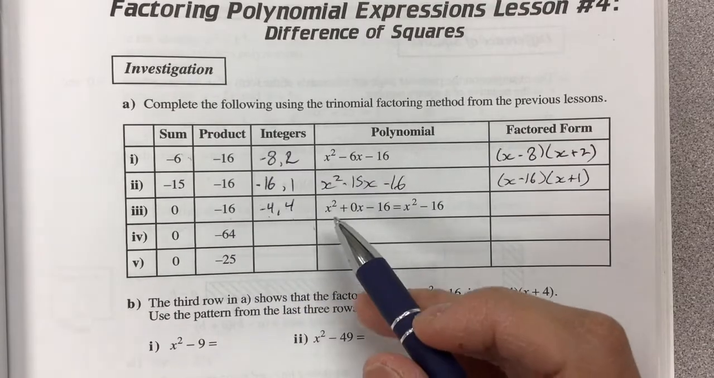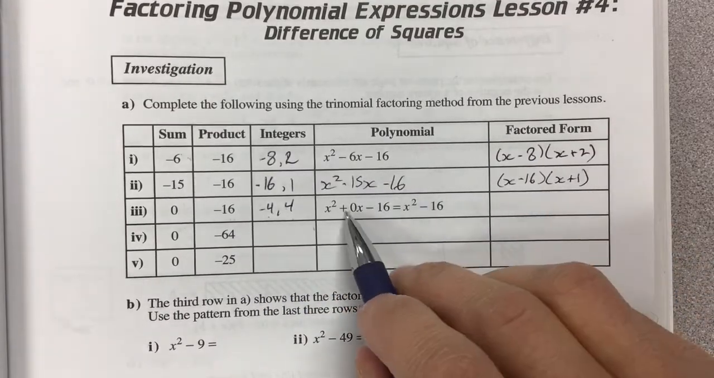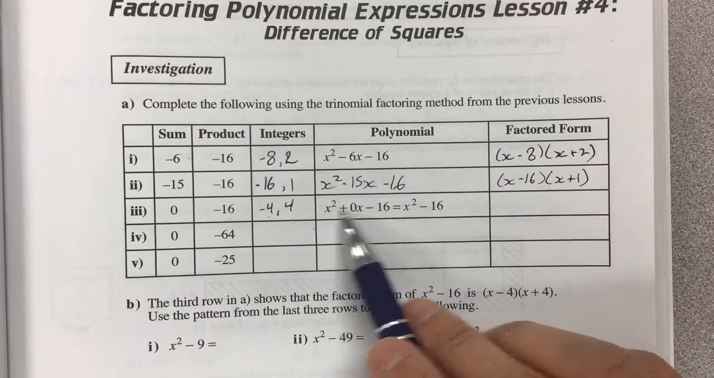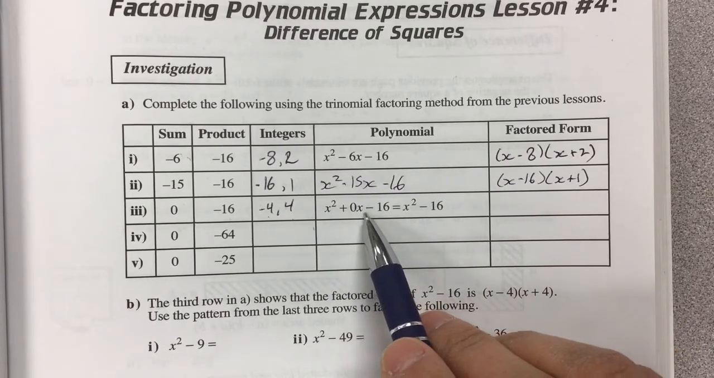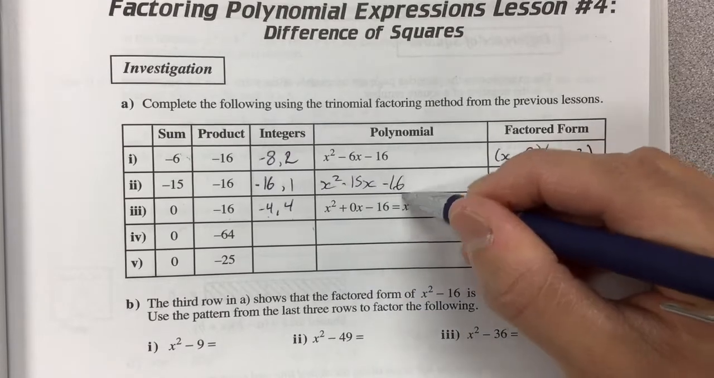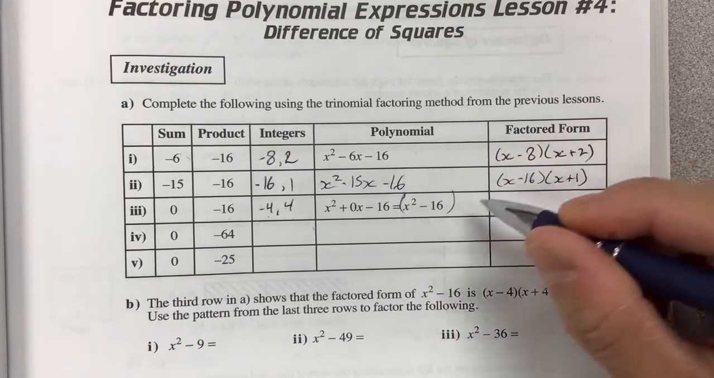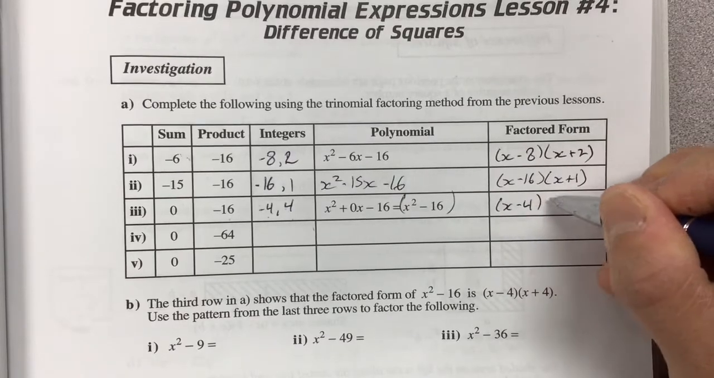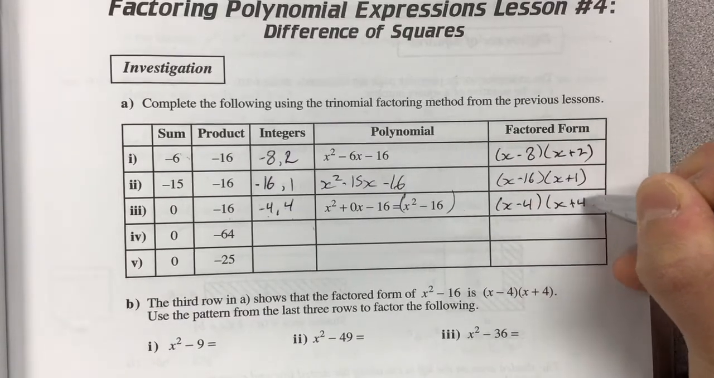Negative 4 and positive 4 multiplied is negative 16. And if we were to simplify this, so this is simplified over here, x squared plus 0x minus 16 equals x squared minus 16. In factored form, this is going to become x minus 4, x plus 4.